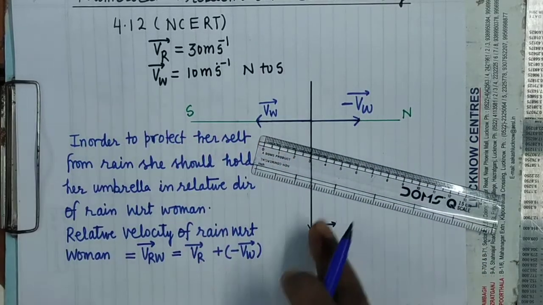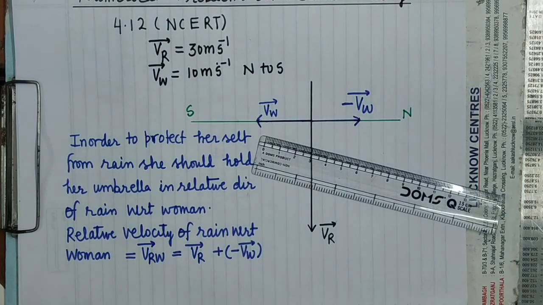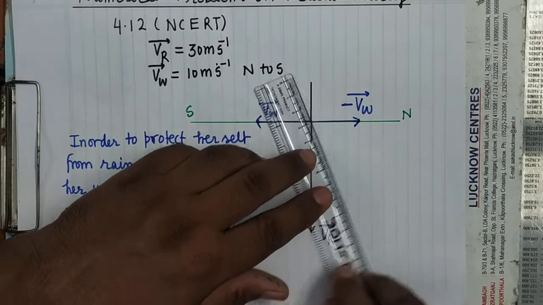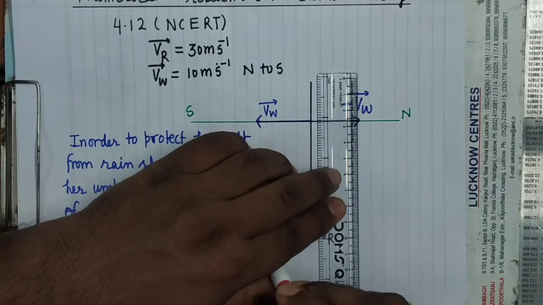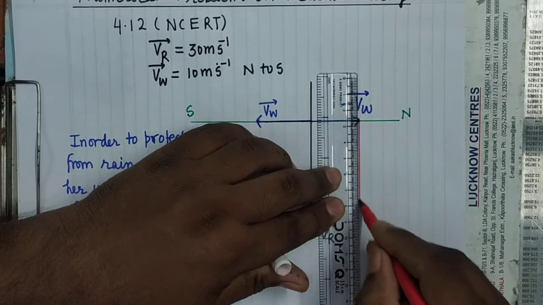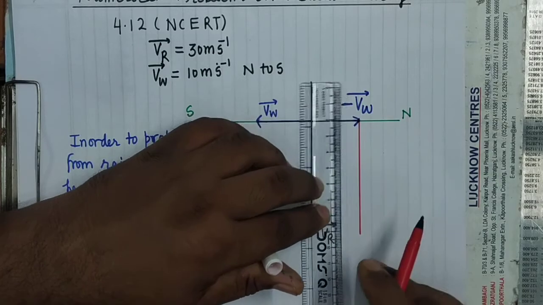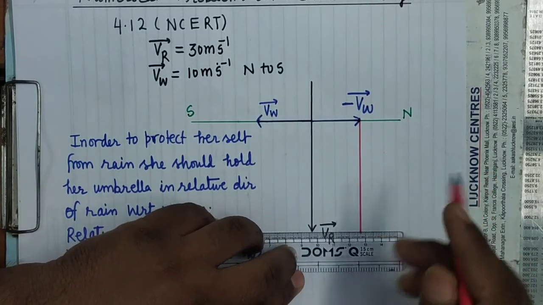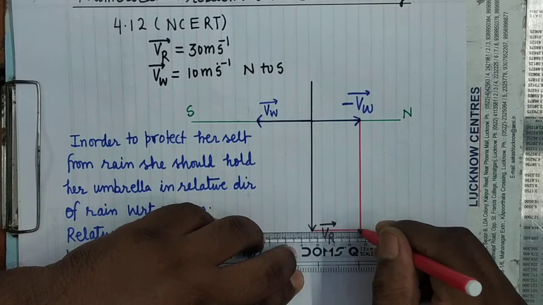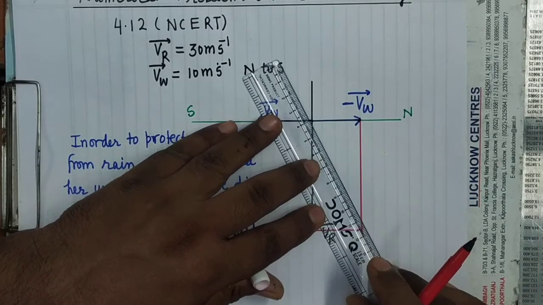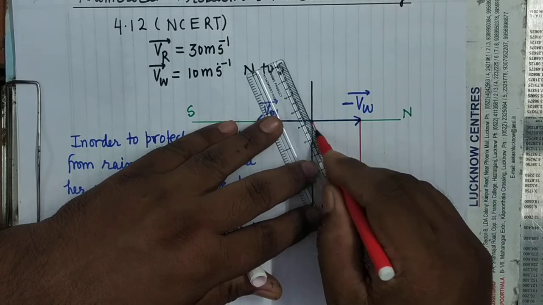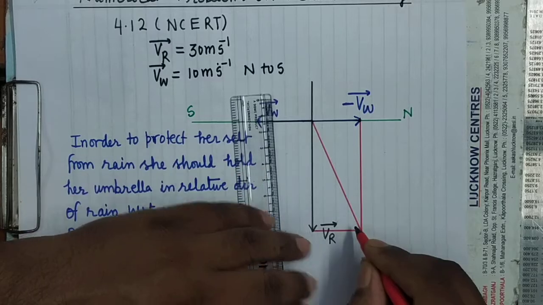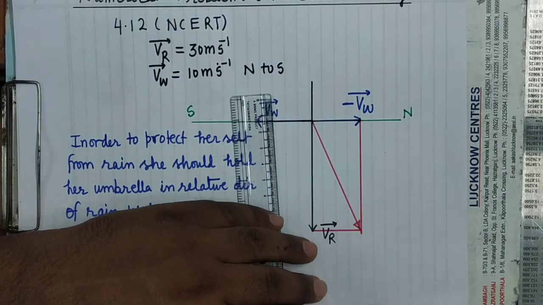What is the resultant of this and this? That can be found by completing the parallelogram. By completing the parallelogram, you will find out the resultant. Here this parallelogram is completed. So this will be the direction, relative direction of rain with respect to woman.